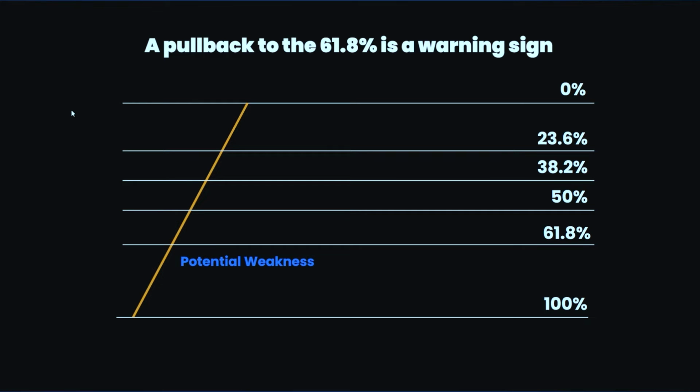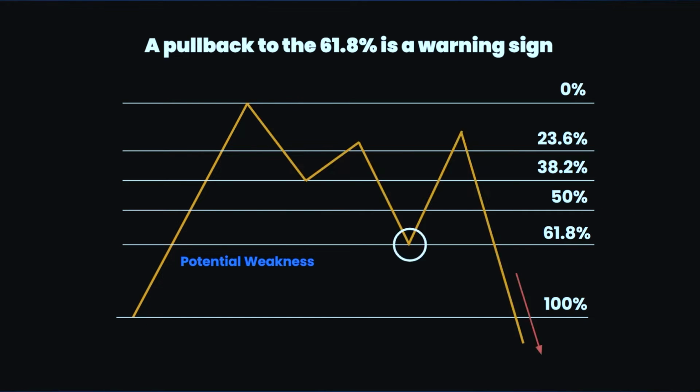So, the rule that I follow when using a Fibonacci retracement tool is the higher the Fibonacci ratio number that we pull back to, the weaker the overall trend. If we actually pull all the way back to the 61.8, that is a potential warning sign that this trend is over and we are about to reverse, so be careful.